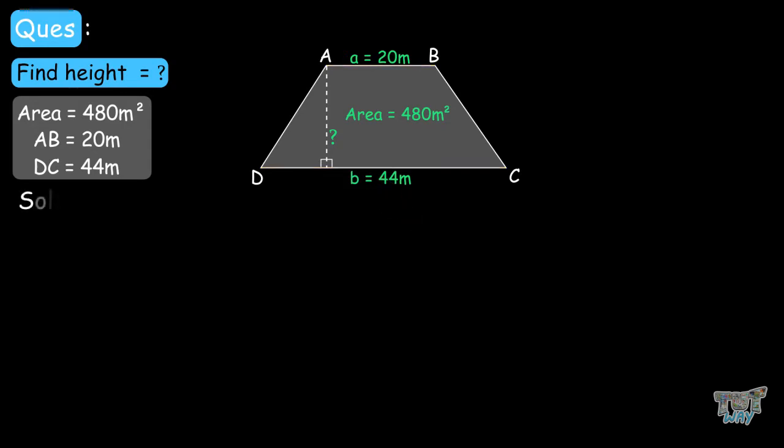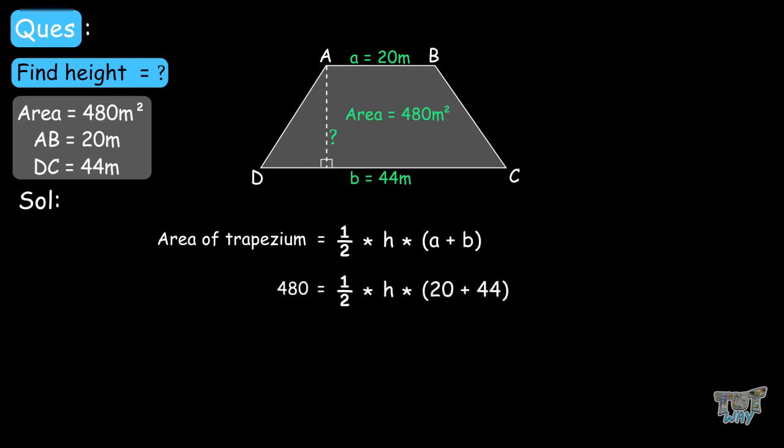So let's solve it. We know in the case of any trapezium, in order to find the area, the formula is half multiplied by height times the sum of the two parallel sides. So let's use these values in the formula. A is 20 and B is 44. The area is 480. So putting this into the formula, we get 480 equals half times height times 20 plus 44. 2 is getting divided on the right-hand side, so it will be multiplied on the left-hand side.